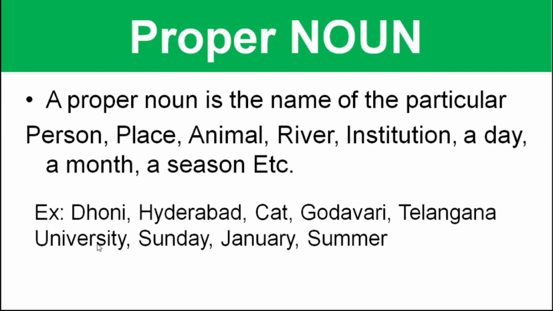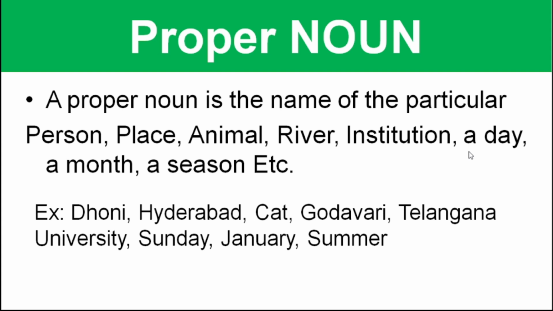Here Dhoni is an example of a person. So it's a proper noun. Hyderabad is an exact name of a place. Then cat is an exact name of an animal. Right? There are many animals, but cat is one among them. Now Godavari is an exact name of a river. Telangana University is an example of an institution.